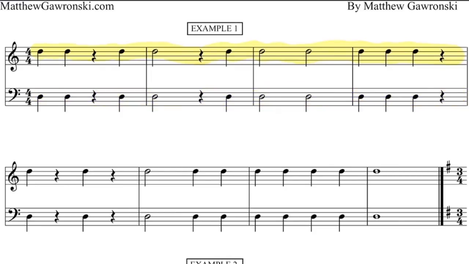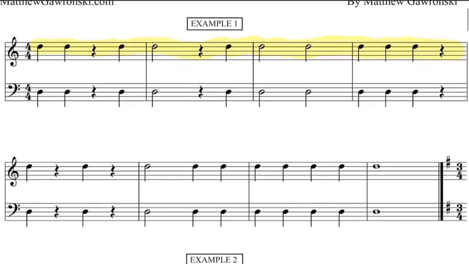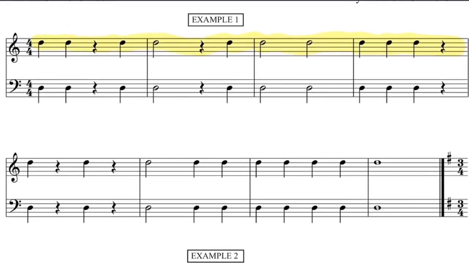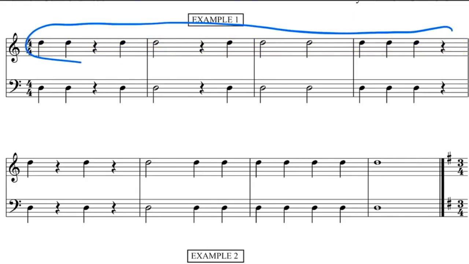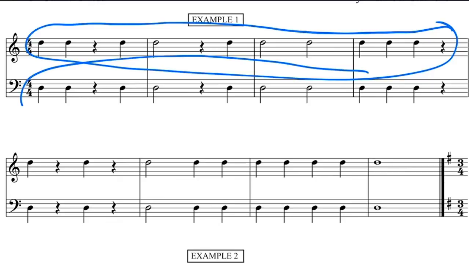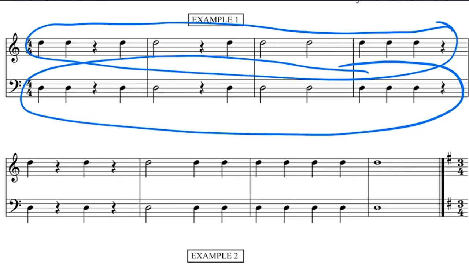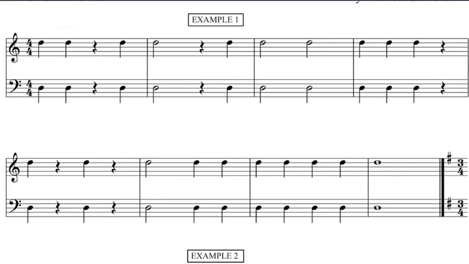And hopefully you said the problem with that is that you are repeating the same music, right? Because this line of music is the same as this line of music. It's just supposed to be performed by a different part. Ideally, this would be performed maybe by sopranos and altos, and maybe this would be performed by tenors and basses.